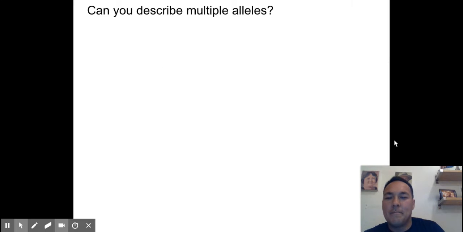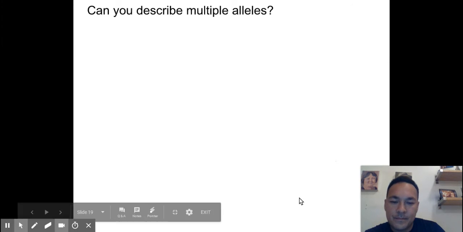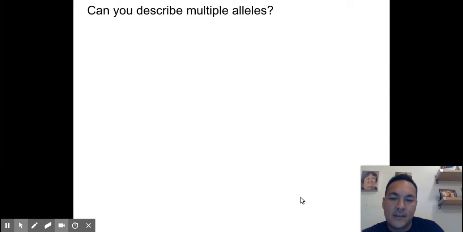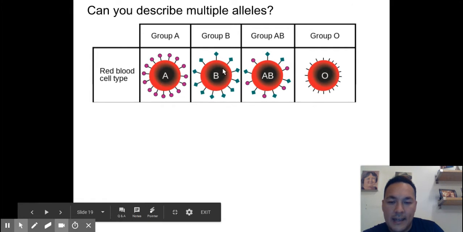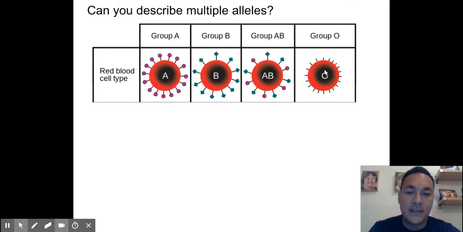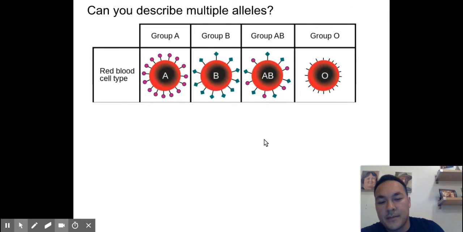Okay, can you describe multiple alleles? So multiple alleles would mean that there's more than two options. So everything we dealt with so far has been just two options. Here's the classic example. You can be A, B, AB, or O blood type. Hopefully you know your blood type. If not, ask your parents to see if you can figure it out. So this would be more than just two options. So that's an example of multiple alleles.